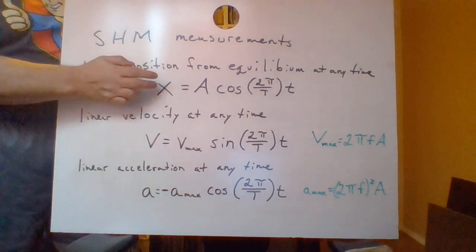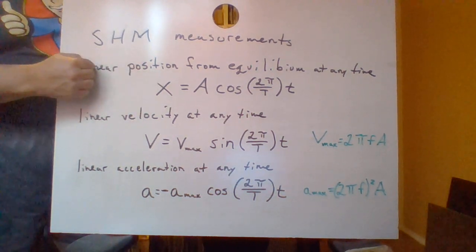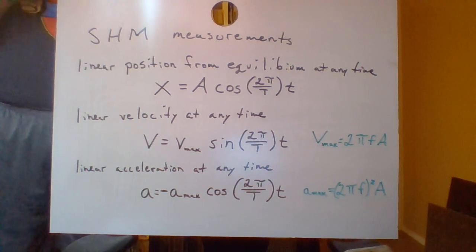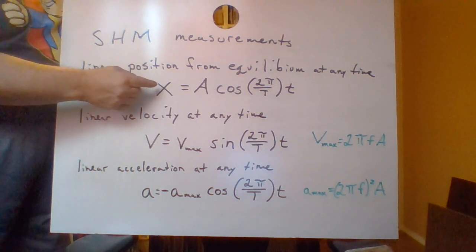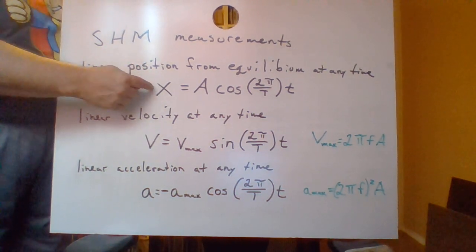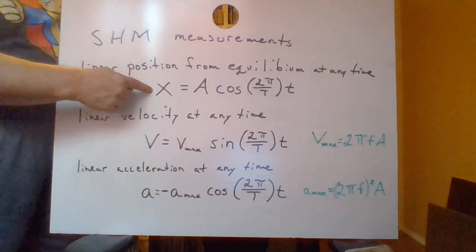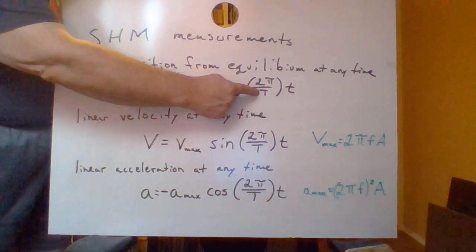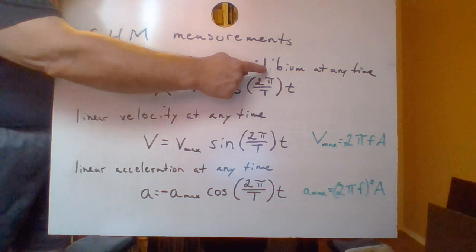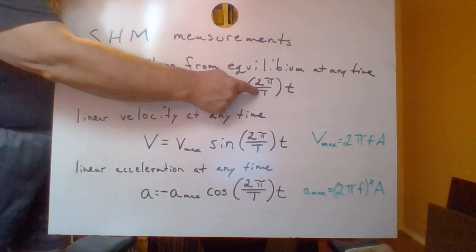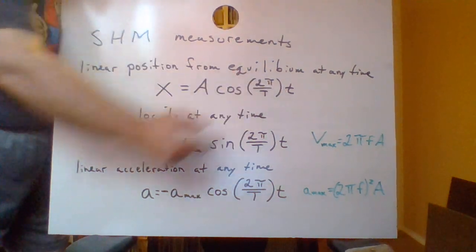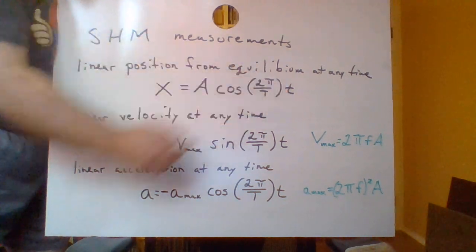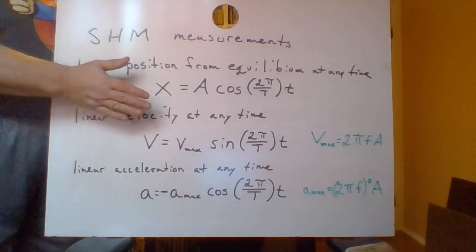For the position at any time during the vibration, and this is the position from equilibrium. So X, if we're talking about horizontal motion, this would be a Y if we were talking about vertical motion. So X equals the amplitude times the cosine of 2 pi over T. In other words, a full cycle divided by the time it takes to make a full cycle, times the amount of time within that cycle. This small t over here is the time within the cycle.